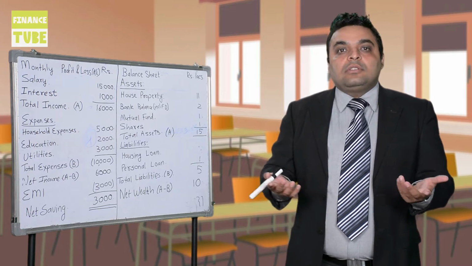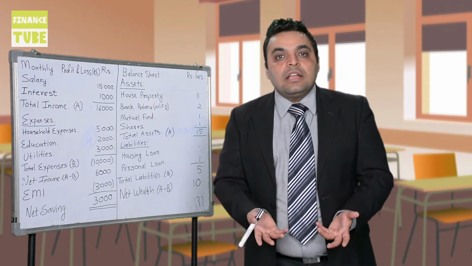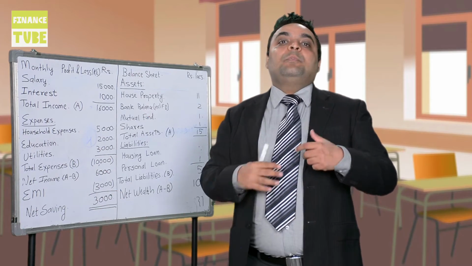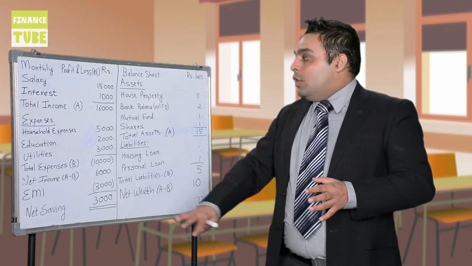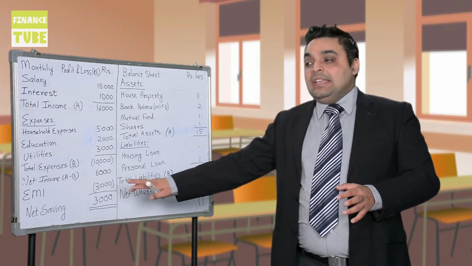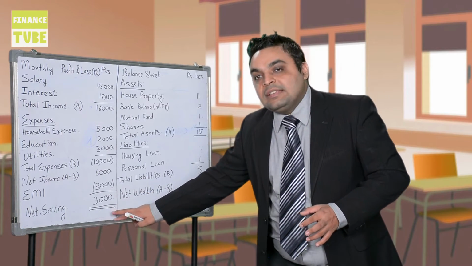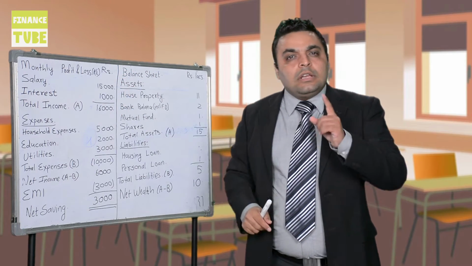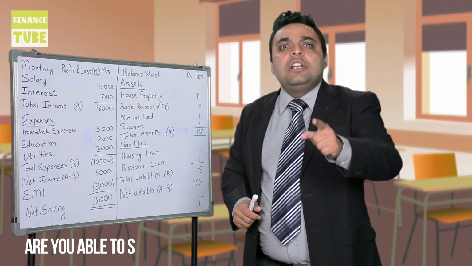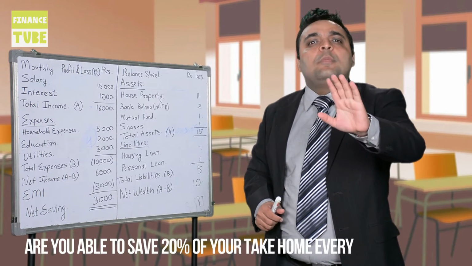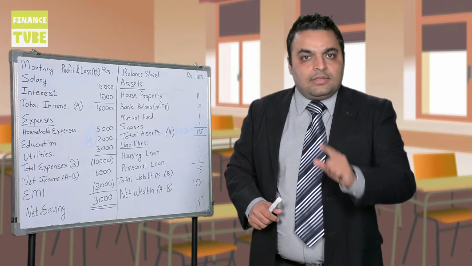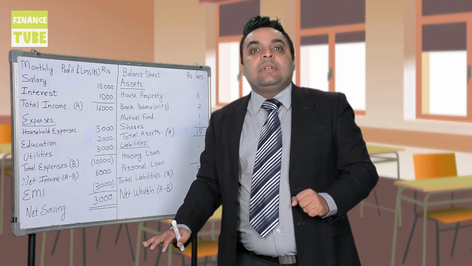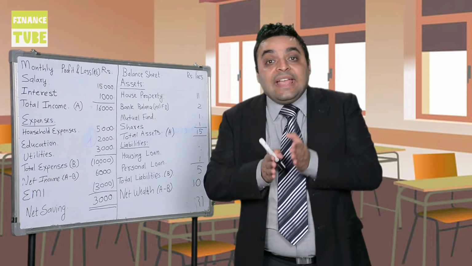Now you will say that though you can also read, I can also read. So what is the learning out of it? The very important learning that we get out of reading of P&L statement of an individual is look at his net savings. His net savings, which is 3,000 rupees, is 20% of his main source of income. The learning here is, are you able to save 20% of your take home every month? Think about it.